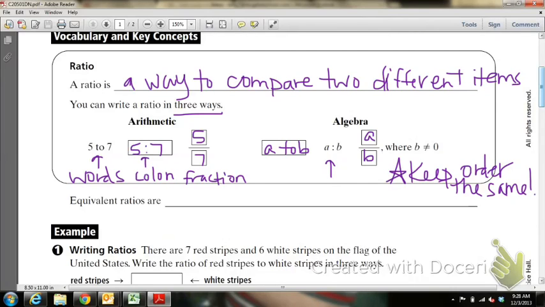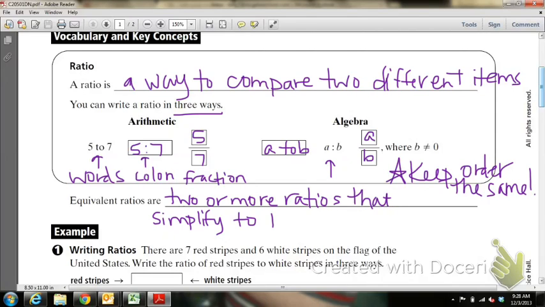And equivalent ratios are two or more ratios that simplify to the same ratio. Kind of like equivalent fractions, fractions that can reduce down to the same number. The same thing is true with ratios. You can reduce or simplify a ratio.